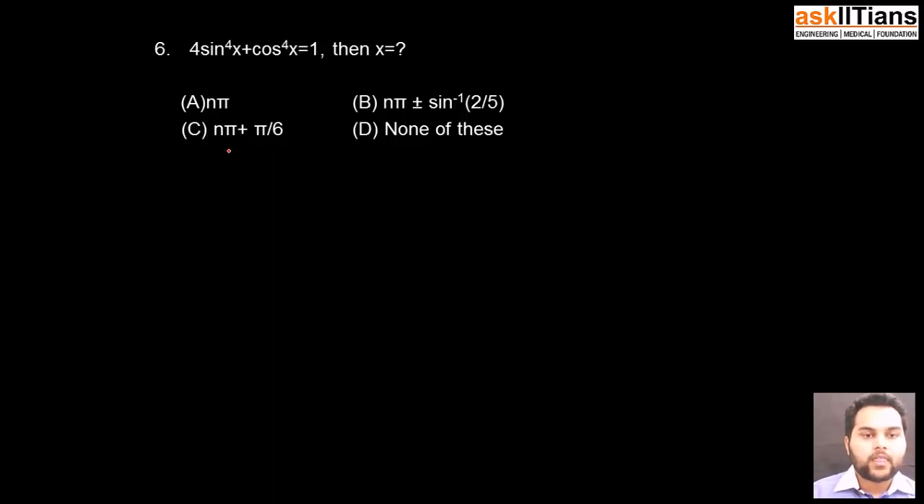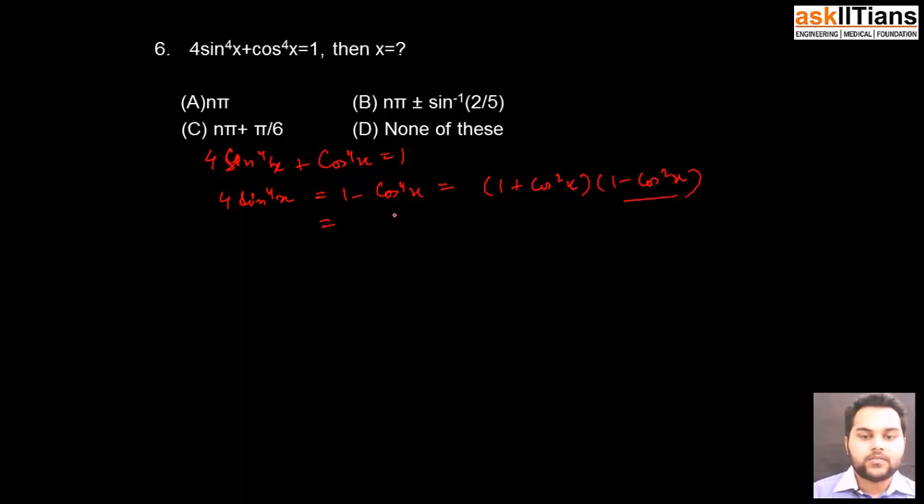The next question says 4 sin 4x plus cos 4x is equal to 1. 4 sin 4x plus cos 4x is equal to 1. I'll transpose cos on the other side, 1 minus cos 4x. I'll factorize it. Factorizing it would give me 1 plus cos square x and 1 minus cos square x. This in itself is sin square x, so that becomes sin square x into 1 plus cos square x. I would transpose the terms on one side. That shall give me 4 sin 4x minus sin square x into 1 plus cos square x is equal to 0.